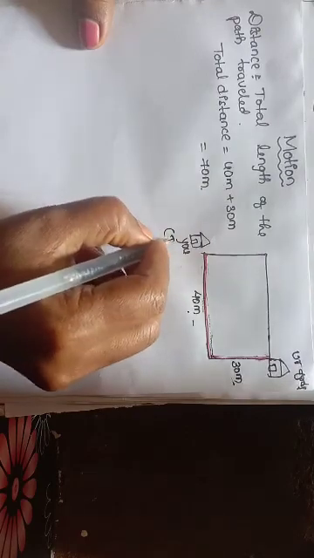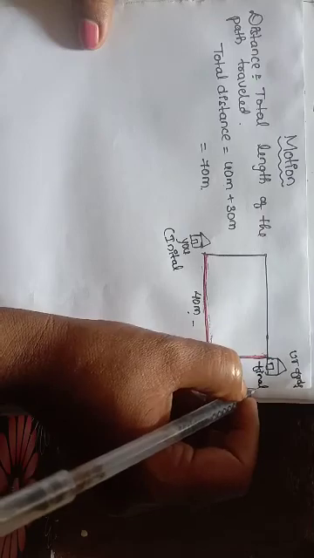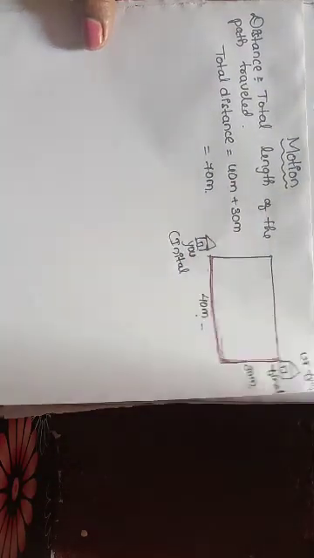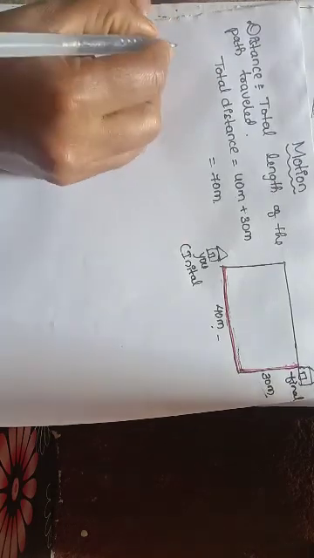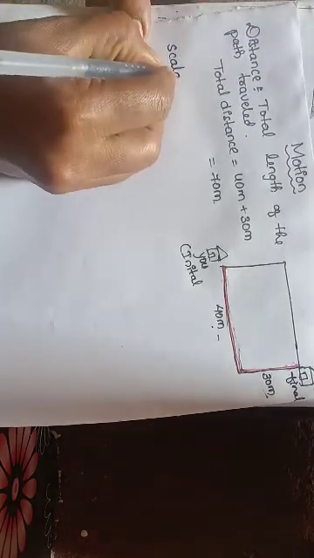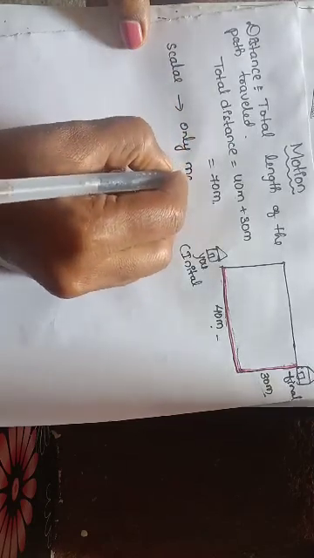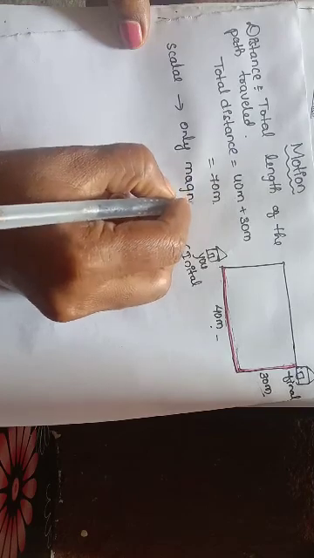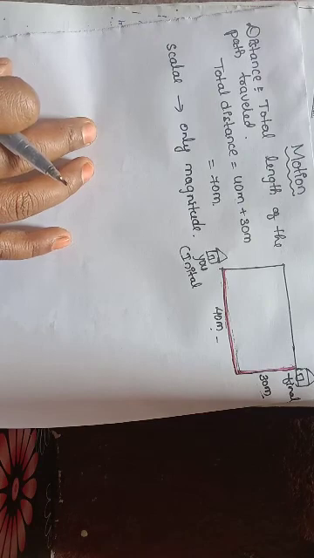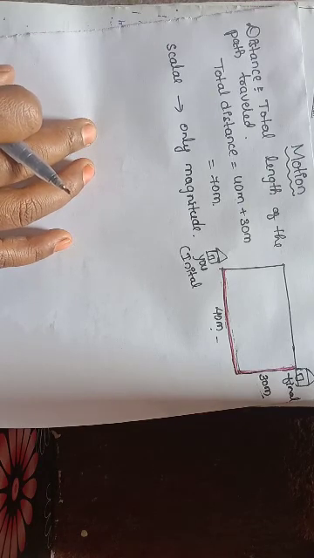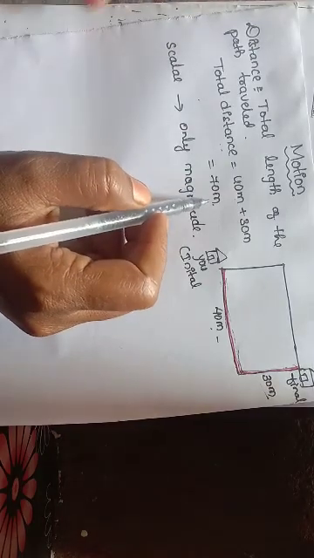Here the initial position is here, and this is the final position. Let us find the displacement. In yesterday's class we already discussed distance. It is a scalar quantity. Scalar is nothing but it has only magnitude, no direction. So distance is a scalar quantity which has only magnitude, no direction. Here we will just say the total distance is 70 meters.